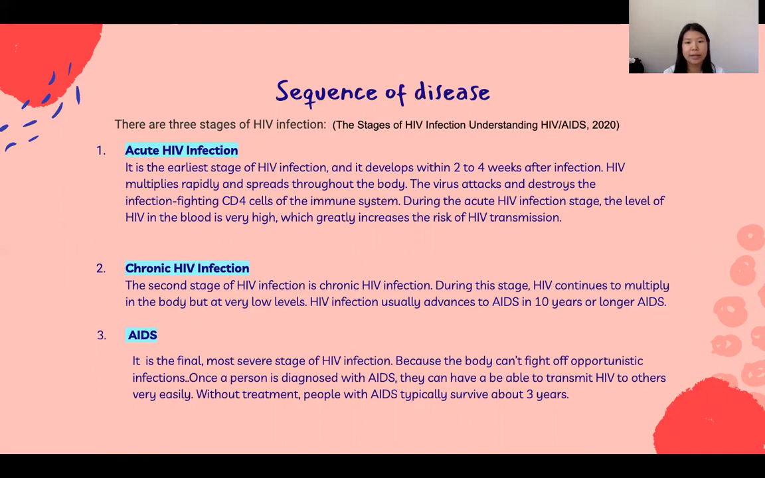The second step is chronic HIV infection. During this stage, HIV continues to multiply itself, but at very low levels. HIV will usually advance to AIDS within 10 years, and the final step is AIDS. This stage starts because your body cannot fight off HIV anymore, and once a person is diagnosed with AIDS, they can spread HIV to other people very easily. Without treatment, people can live with it for only around 3 years.